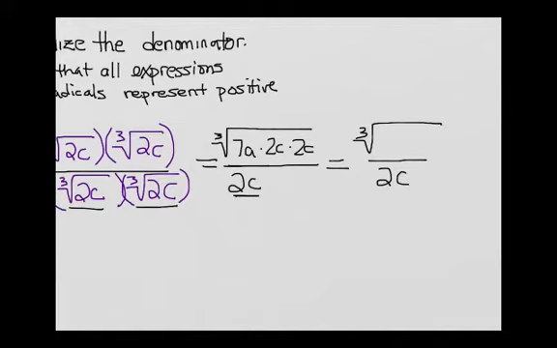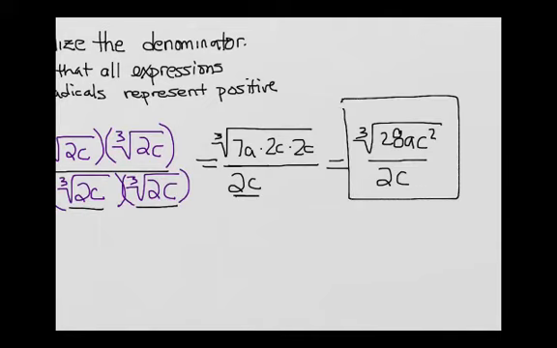7 times 2 times 2, that's the same thing as 7 times 4, which gives us 28. And then we end up with a and c times c, which is c squared. So our final answer is the cube root of 28 times a times c squared divided by 2c. I hope you found this helpful.